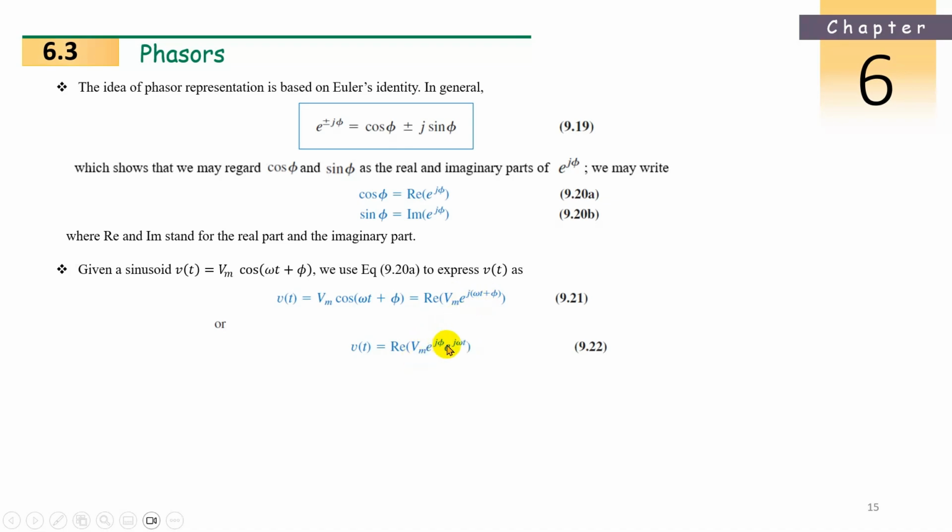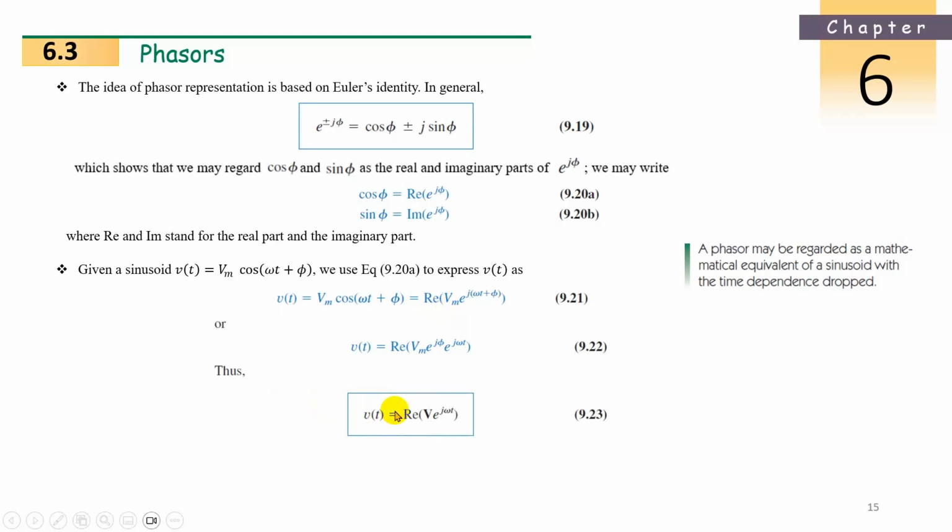Now Vm and e power of j omega t I will rearrange. Generally, a phasor may be regarded as a mathematical equivalent of a sinusoid with the time dependence dropped. We can remove the time dependence. Thus we can write V of t is equal to the real part of V e power of j omega t. Now I rearrange Vm e power j phi together, which is a phasor angle. I am just multiplying these two, Vm e power j phi, and writing it as a capital V.